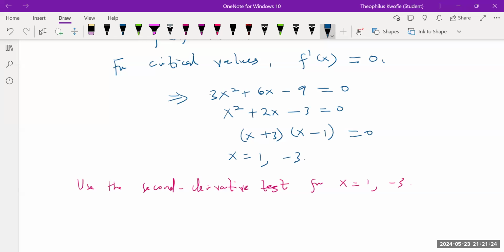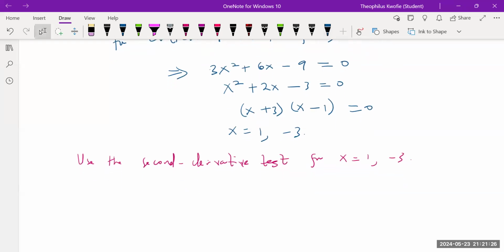All right. So on that note, we are going to find the second derivative of the given function. So what would be the second derivative of this function?